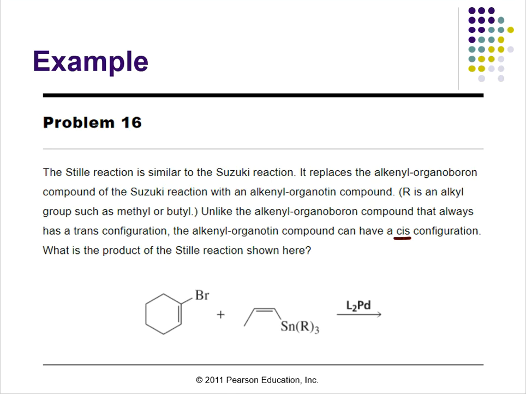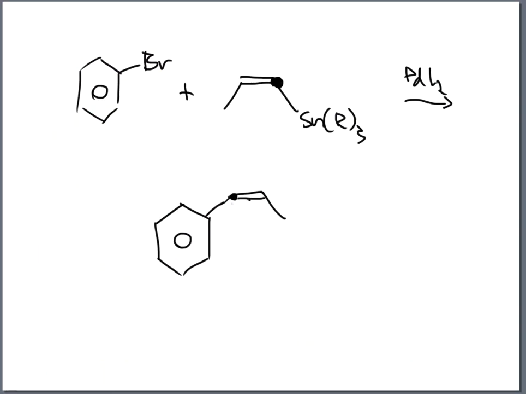I mean, if we take a look at this again, it replaces the alkenyl organoboron compound of the Suzuki with an alkenyl organotin compound. All right, so that's what we saw here. Unlike the alkenyl organoboron compound in Suzuki, that always has a trans configuration, well, this tin compound can have a cis configuration, and we saw that drawn. It's right there. There's the cis form. What is the product of the Stille shown here? That's it. That's all that we had to do.